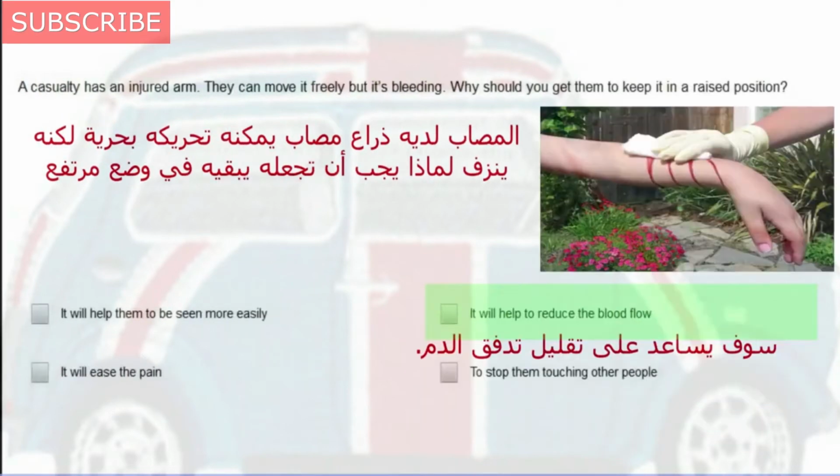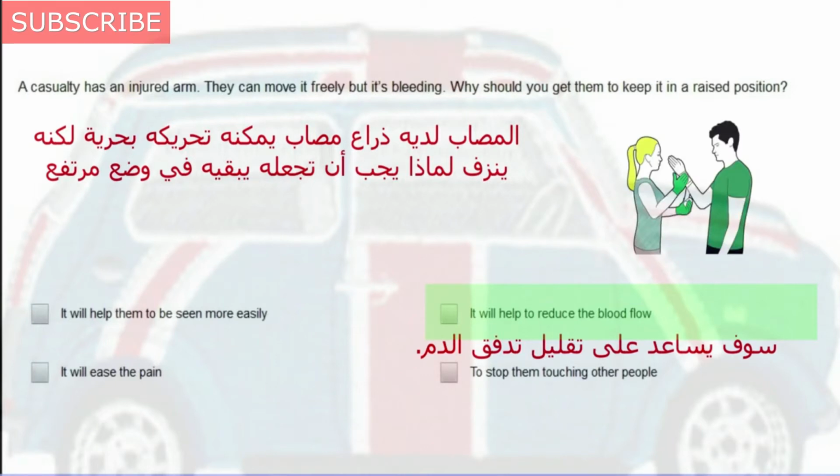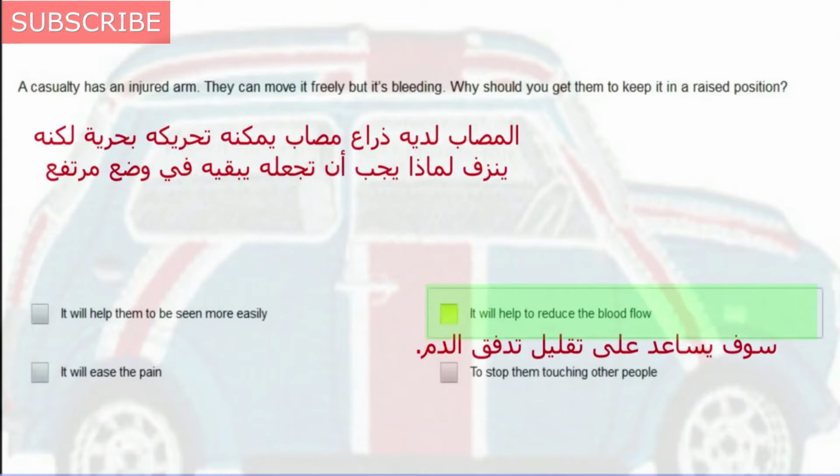A casualty has an injured arm. They can move it freely, but it's bleeding. Why should you get them to keep it in a raised position? It will help to reduce the blood flow.